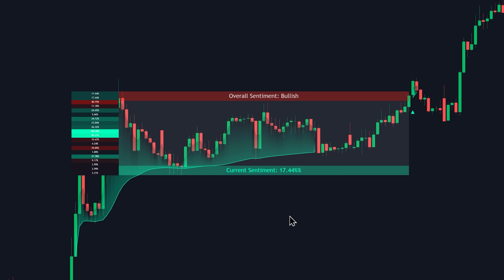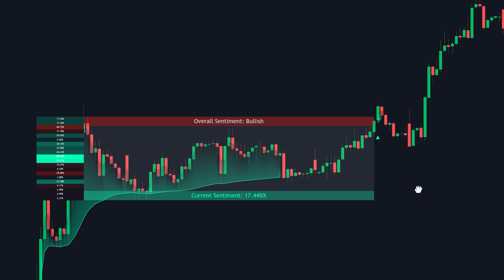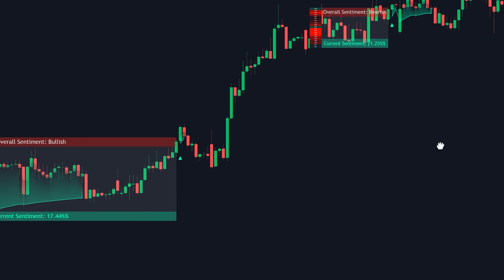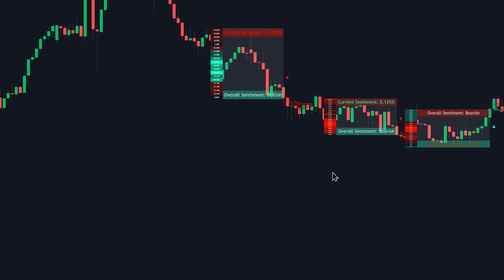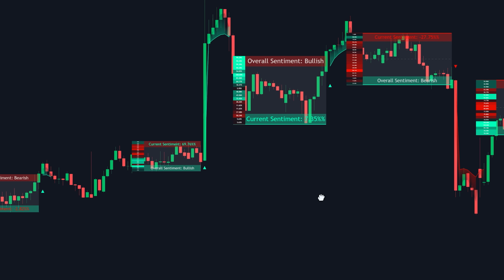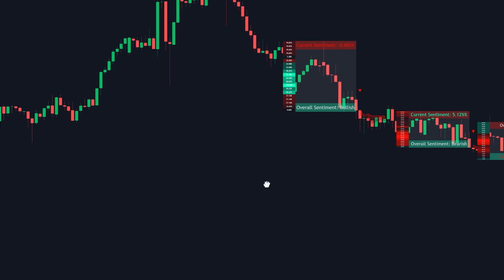Check the text readout too, current and overall sentiment update live. When the push comes, focus on the direction that already dominates the interior. If buyers own the box and you get a proper up arrow close, that's your go signal. If sellers own the box and you get a down arrow close, do the opposite. The beauty is that the indicator clears the old box once the breakout is confirmed, so your chart doesn't turn into a mess of old rectangles and guesswork.